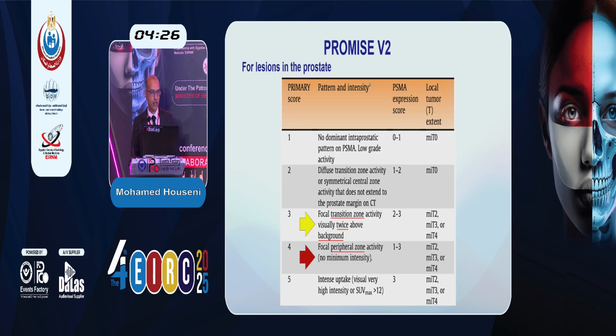Now, for lesions inside the prostate, we have the peripheral zone and the transitional zone. Any activity in the peripheral zone is considered to be significant. Activity in the transitional zone needs to be twice the activity in the background to be significant.